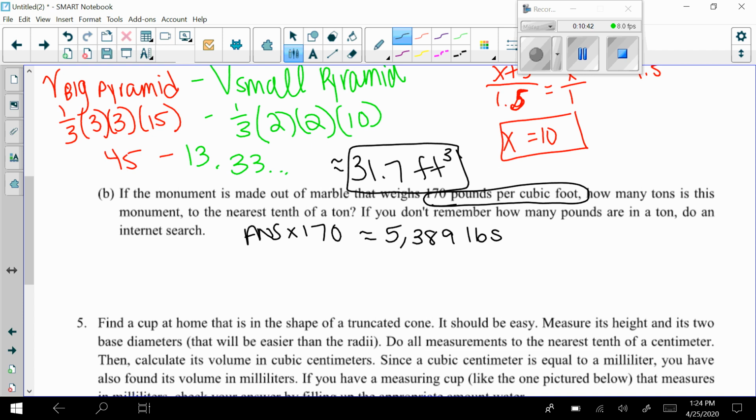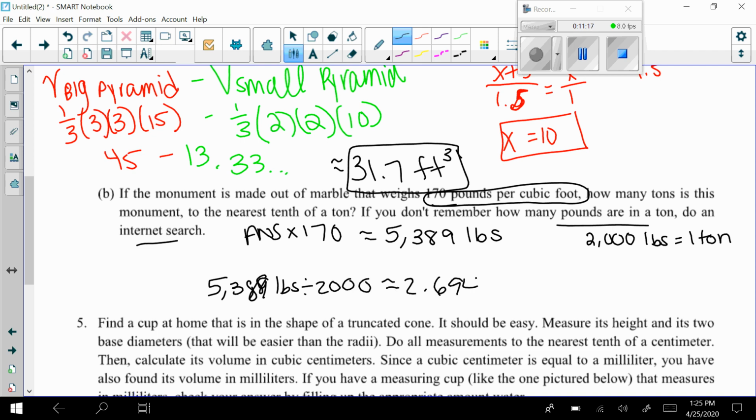So we want to know how many tons it is. And I love how it says, if you don't remember how many pounds are in a ton, do an internet search. I mean, that's what I did. So 2,000 pounds is a ton. But that's real life. If you didn't know the conversion, you can always look it up. So you take the pounds and divide by 2,000. And I got 2.6945, so about 2.7 tons.